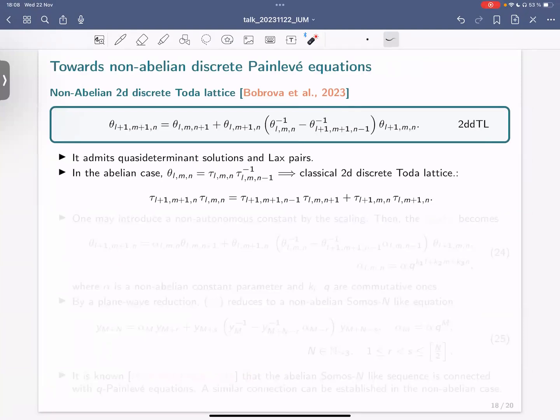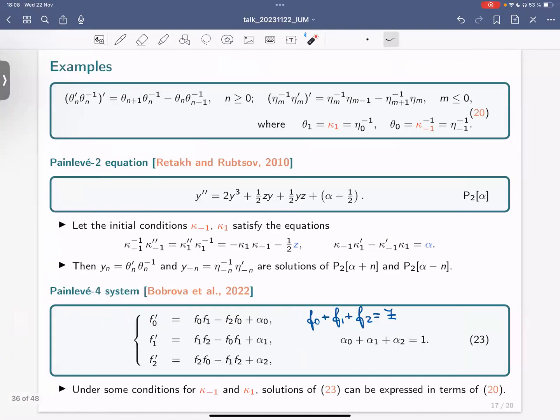Now, the previous connection between the Toda chains and the Painlevé equations is useful if we would like to obtain some examples of fully non-commutative analogs for the Painlevé equations, but not to make some classification of such equations. But using the same idea, we are going to derive non-Abelian analogs for discrete Painlevé equations.